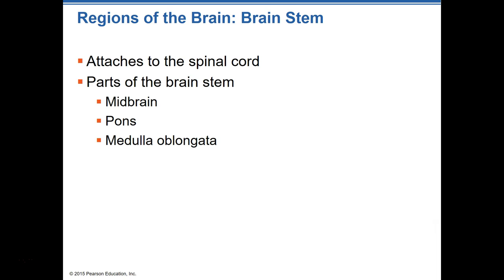The brainstem is absolutely vital as any other part of the brain, if not more so. It is the main connection link between the brain and the body. Damage to this area right here, it doesn't take much damage to this area for it to mean death.